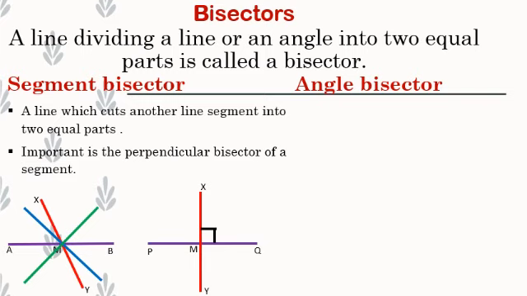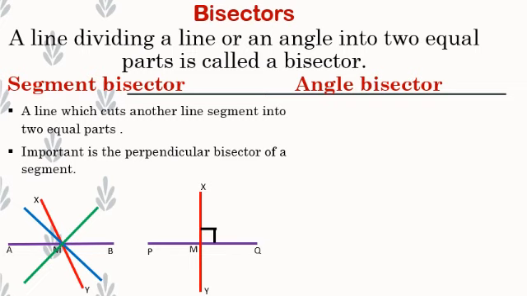We can draw many bisectors of the line, and a particularly important segment bisector is the perpendicular bisector. Perpendicular bisector means a line which splits another line segment into two equal parts and forms a right angle is called perpendicular bisector. Here in the figure, XY is passing through the midpoint of the line PQ and M is the point of intersection, and it makes two equal parts, that is PM equal to QM, and it forms a right angle, that means a 90-degree angle. We can draw only one perpendicular bisector.